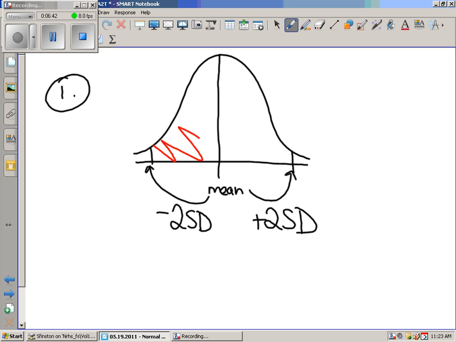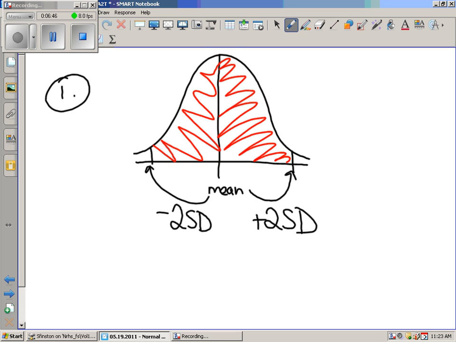The area underneath is 95% of the whole shape. That's it. That's all there is to it.